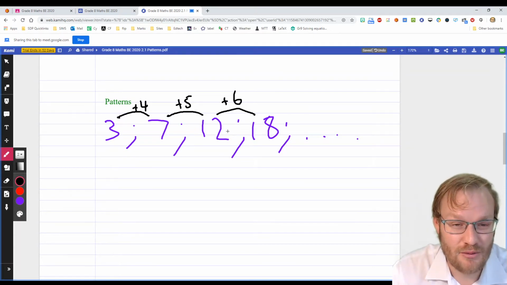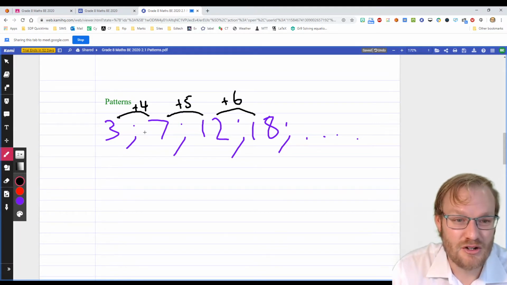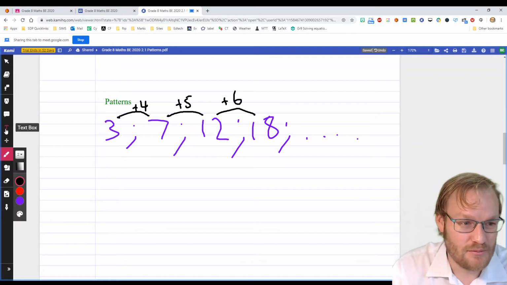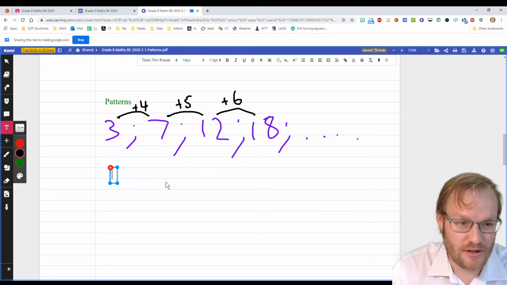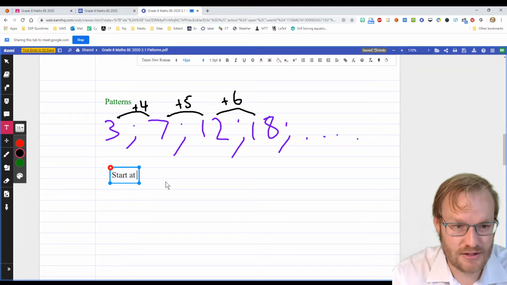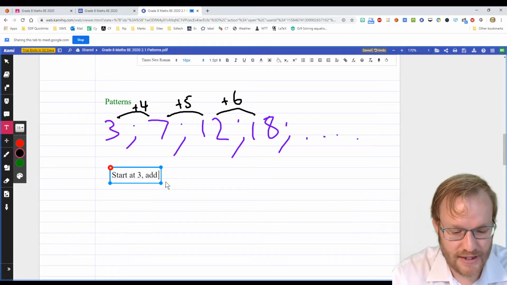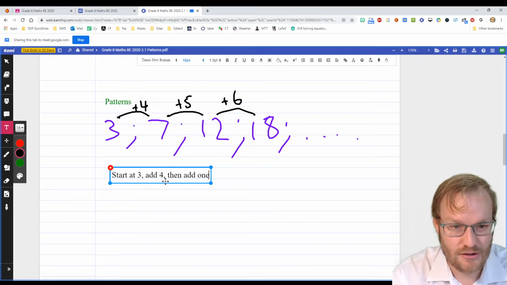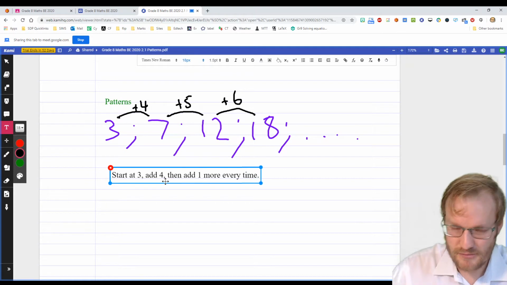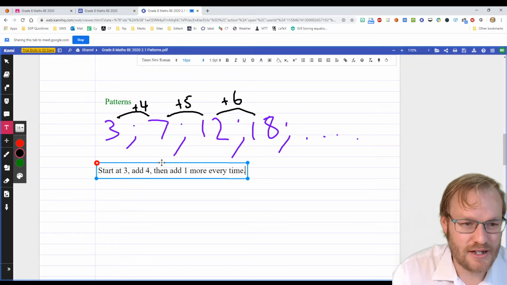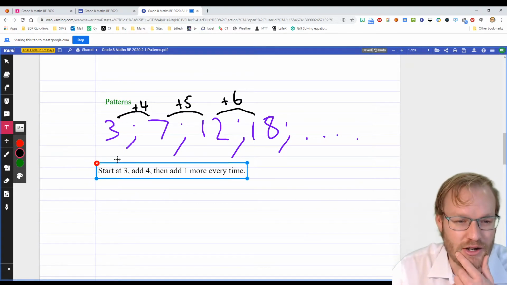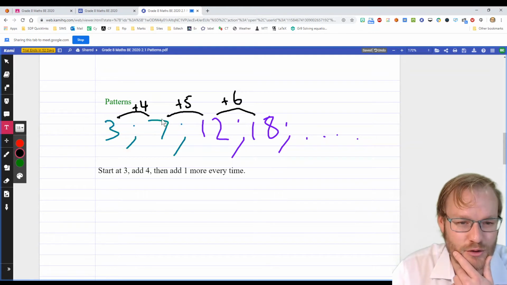We don't know that the pattern definitely continues this way, but you can describe it in this way to say, well, I'm going to describe this pattern as what it's doing is we've started at 3 and we've added 4, and we're going to add one more each time. So if I were to describe it, that would be a great way to describe it. Start at 3, add 4, then add 1 more every time. Because if you gave me that explanation, I can keep going. Add 4, so I've added 4, then add 1 more every time.